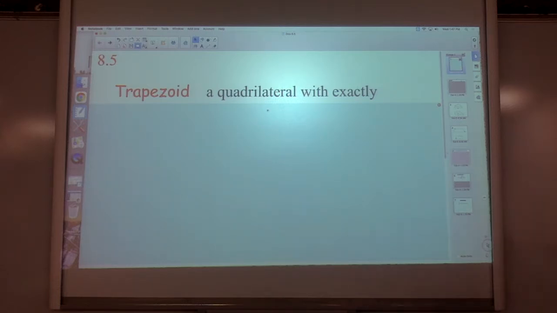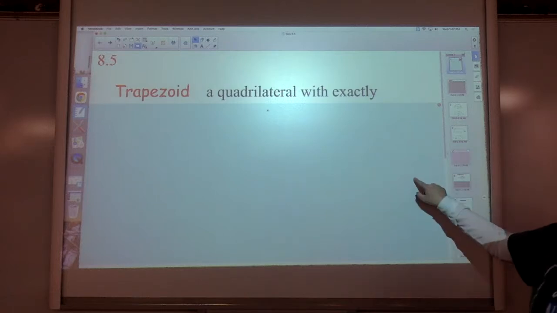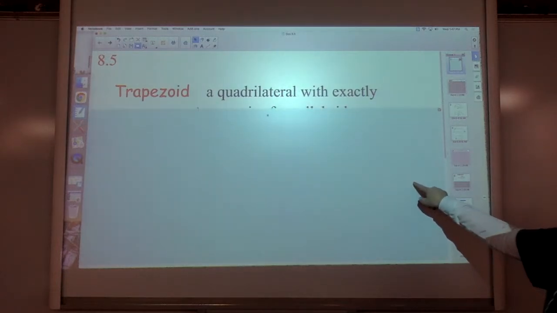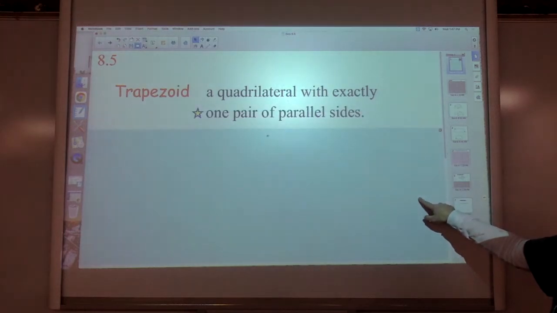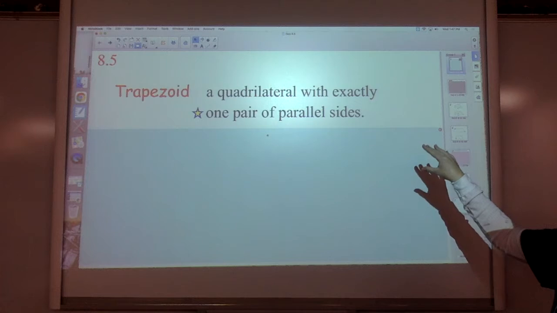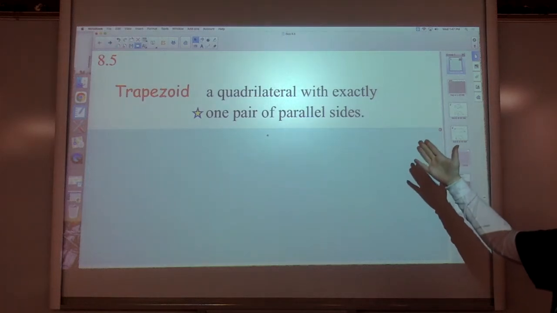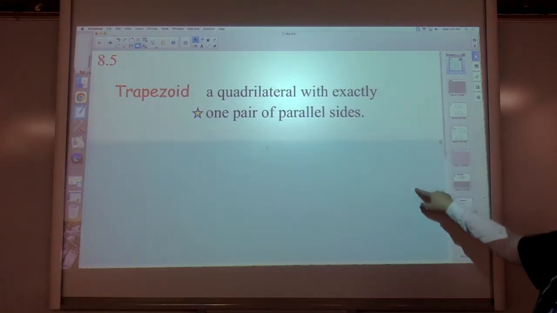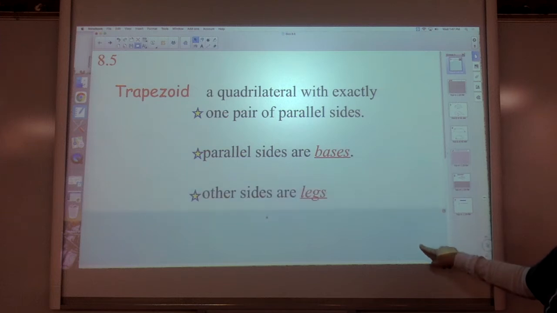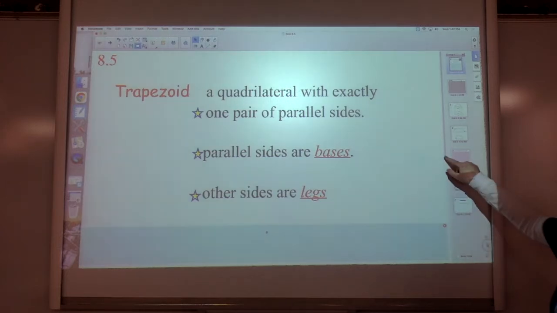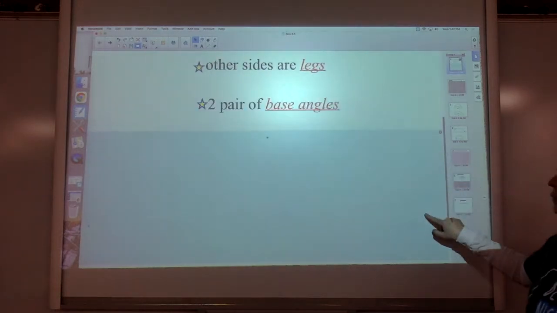A trapezoid: a quadrilateral with exactly one pair of parallel sides. I put a star there because that's the definition of a trapezoid, but that's also a property of a trapezoid, that it has one pair of parallel sides. Those parallel sides are called the bases, more vocabulary, and the other sides are called the legs. The parallel sides are bases, the other sides are legs. Again, pause it if needed to have time to write this down.